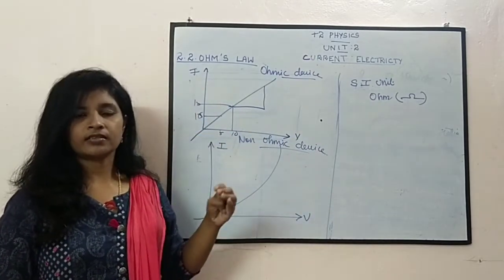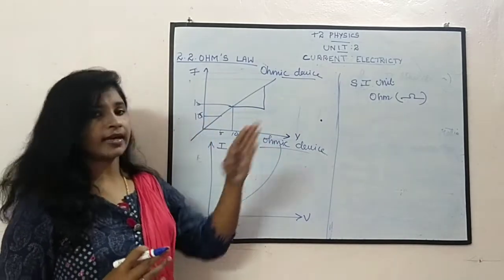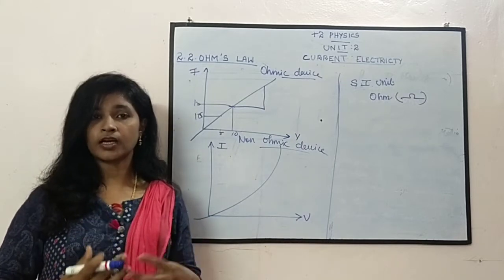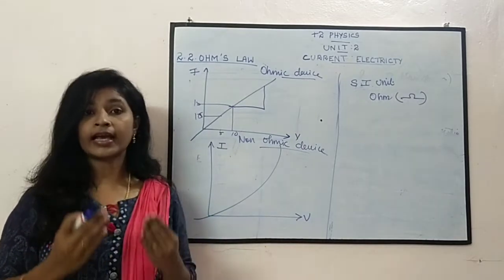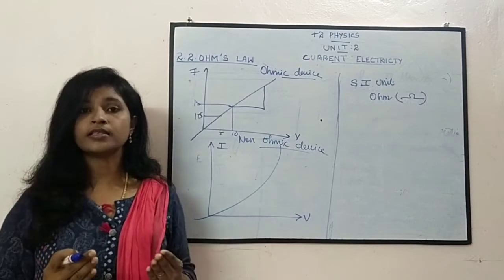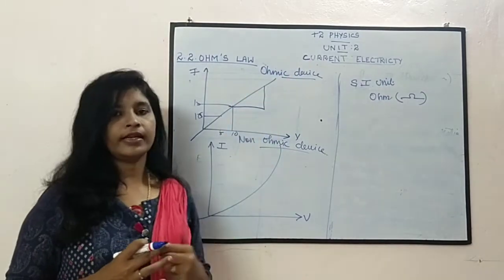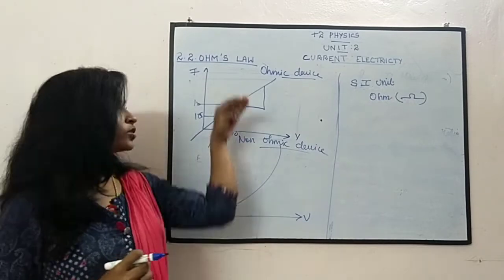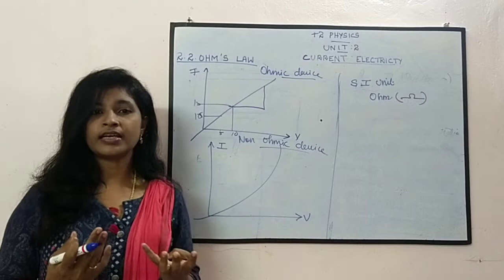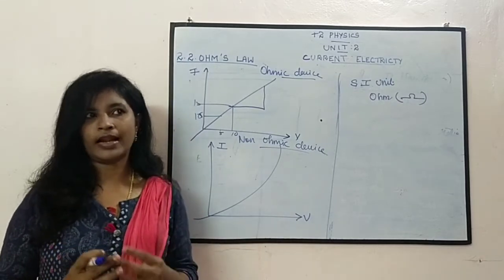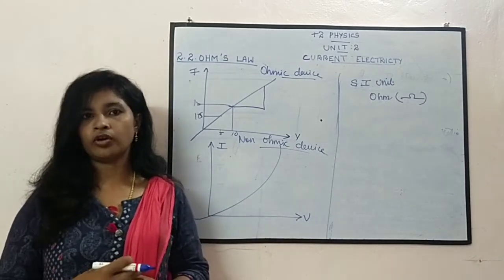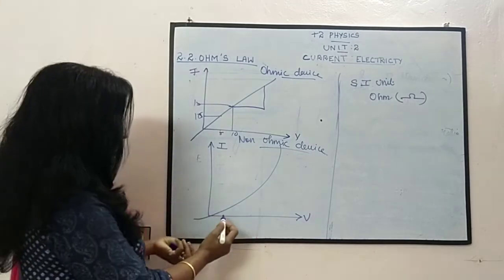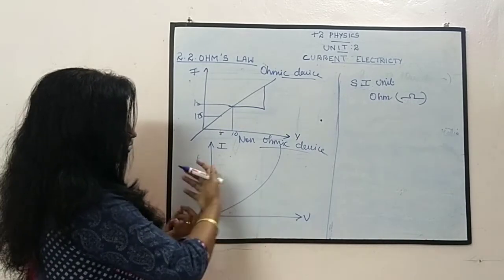Any device that shows this kind of characteristic, where if you increase the voltage the current increases automatically, or if the current increases the voltage increases, such devices we will call ohmic devices. The devices which obey Ohm's law are called ohmic devices. Certain devices do not obey Ohm's law, like the diode, which you will study later in your 9th unit. Such devices don't obey Ohm's law. As the voltage increases, the current may increase but not constantly.